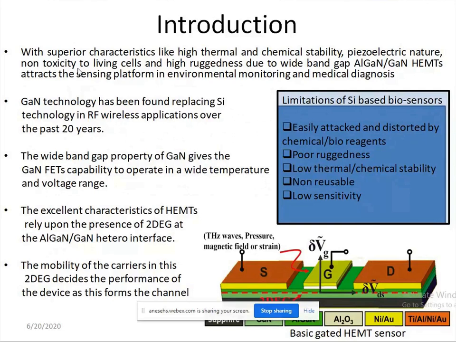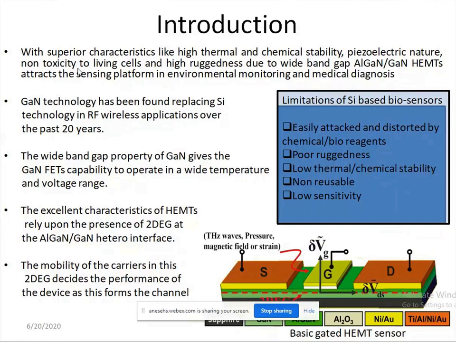GaN is a material with a very high band gap. This wide band gap makes the device suitable for high temperature applications. Chemical stability is high. It also has a piezoelectric nature and is non-toxic to the living cells, the biocells that are present in our body. So it is the high ruggedness of this HEMT that has gained the sensor field's attention to this particular device.